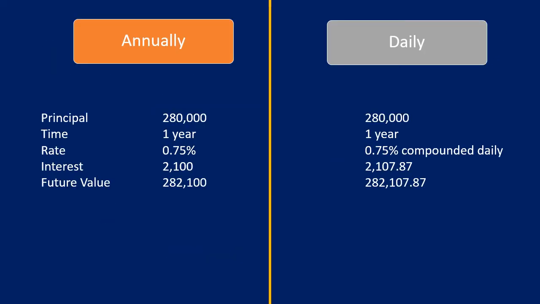Okay, so I have here the summary of what we did in the two problems. If you have compounding annually, this one, the 0.75%, here we saw that the interest was 2,100. Whereas if it's compounded daily, you get more interest. So it's good if you will invest money in something wherein the number of periods per year is greater. Okay?